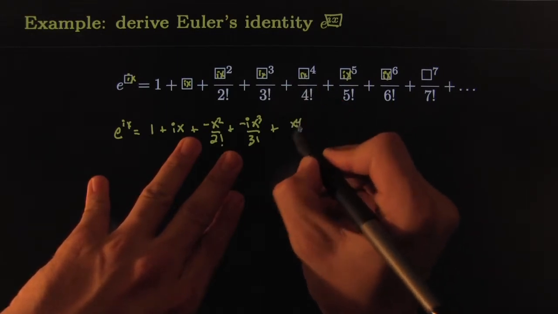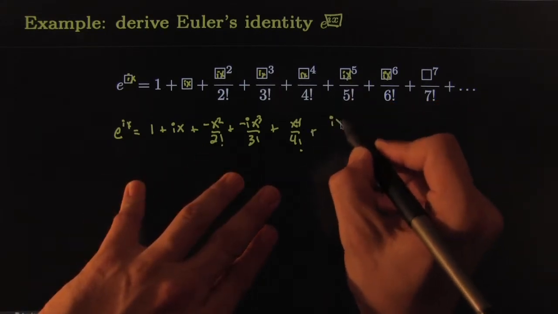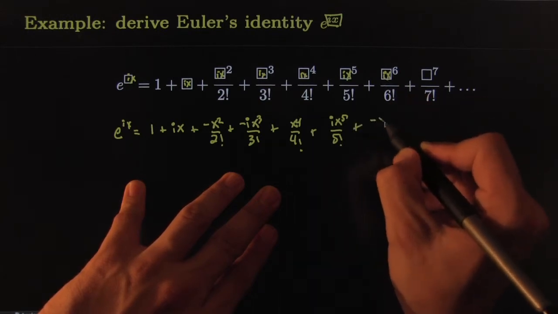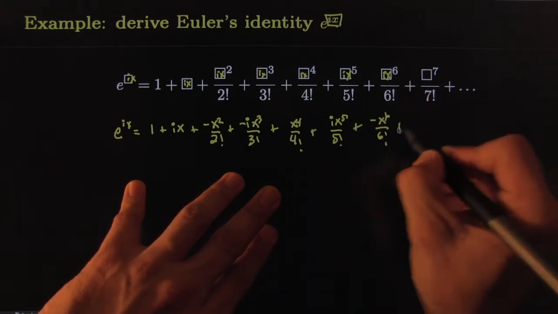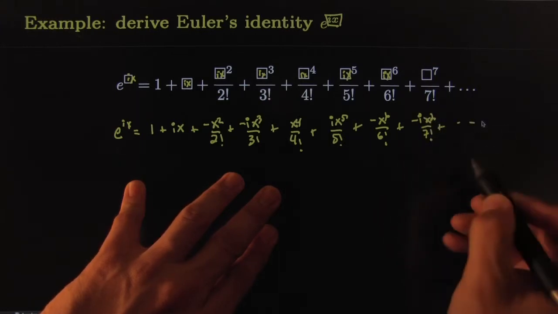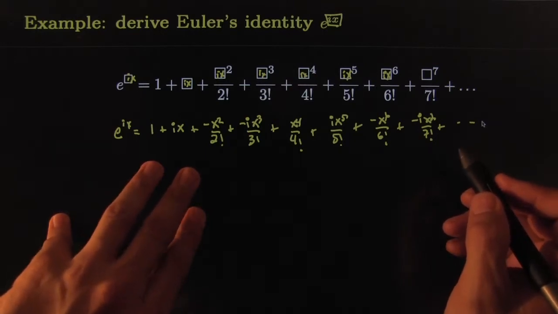That's x to the 4 over 4 factorial. Plus, this is just i, x to the 5 over 5 factorial. Plus negative x to the 6 over 6 factorial, plus negative i, x to the 7th over 7 factorial, and on and on and on. You say, whoa, now you've made a mistake, old Euler.